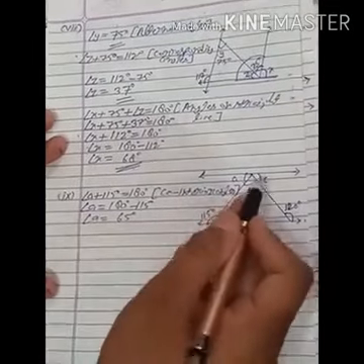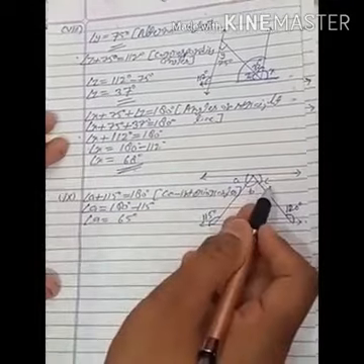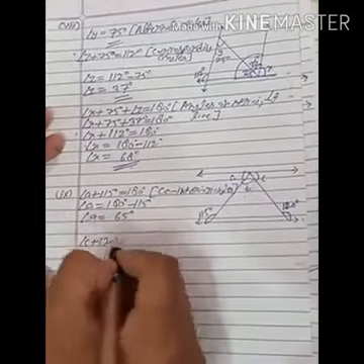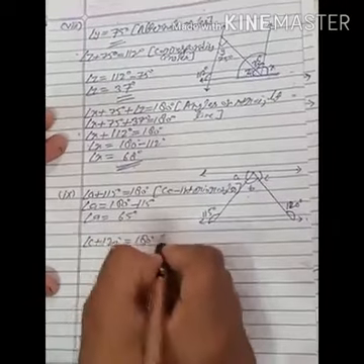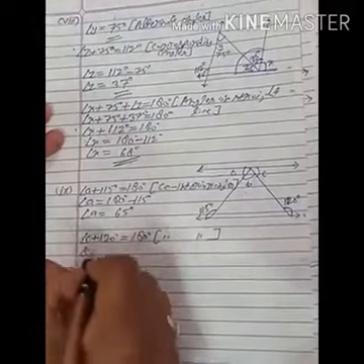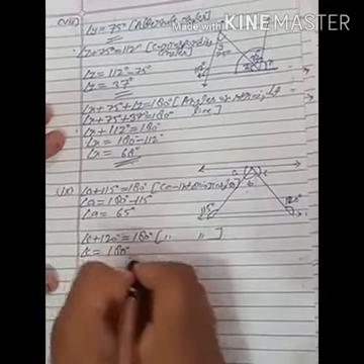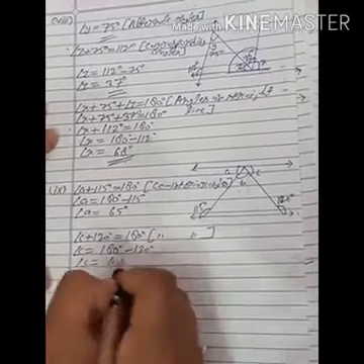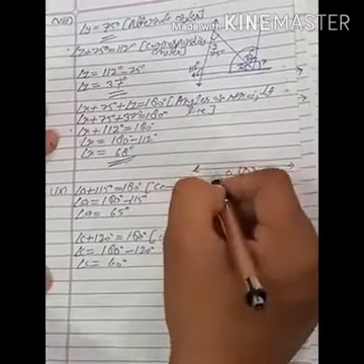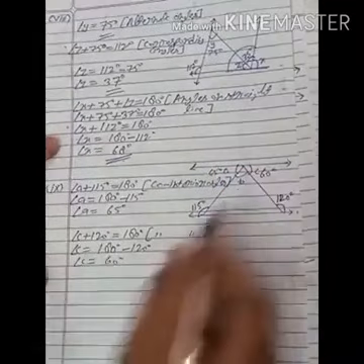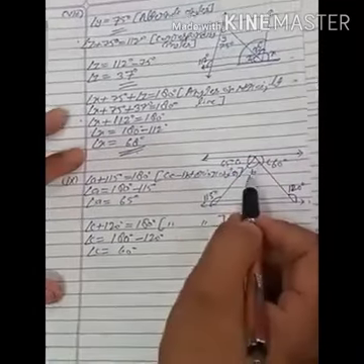Then in the same way we will find the value of angle C. So angle C plus 120 degrees is equal to 180 degrees. Reason is the same, co-interior angles. Then angle C is equal to 180 degrees minus 120 degrees. So angle C is equal to 60 degrees. So angle A is coming 65 degrees, angle C is coming 60 degrees. Then we can find the value of angle B.